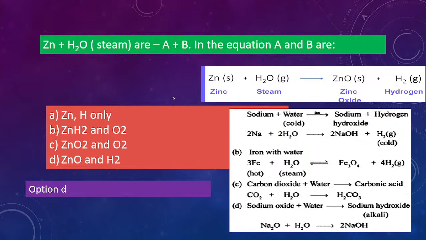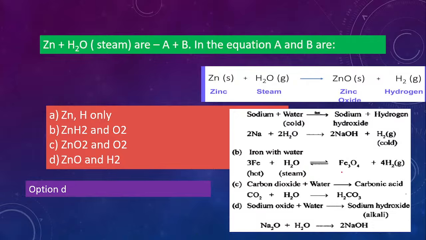These are some extra reactions you should know. You can take a screenshot if you want. Sodium reacts with cold water, forming sodium hydroxide and hydrogen. Iron also reacts with steam to form Fe3O4. Remember the product, this also comes as a question. It's an important question. Iron reacting with hot steam will form Fe3O4 and hydrogen gas.